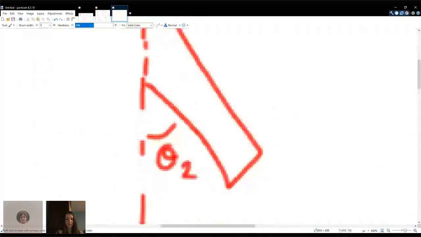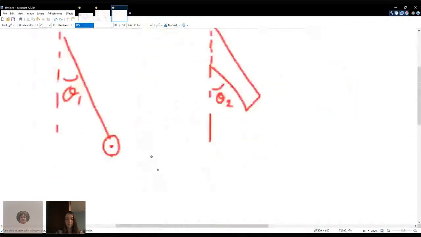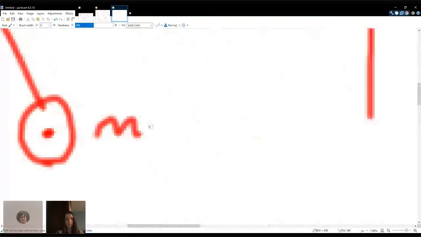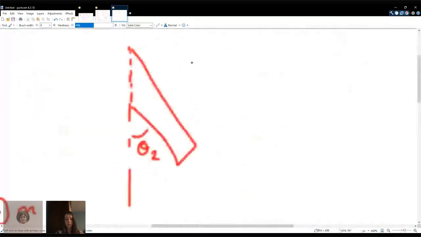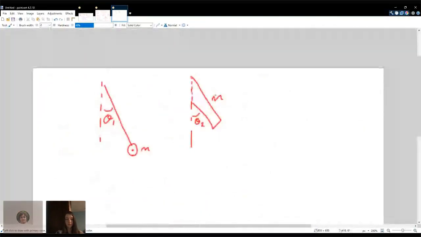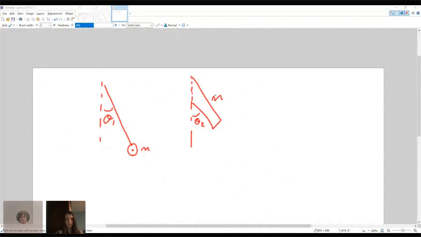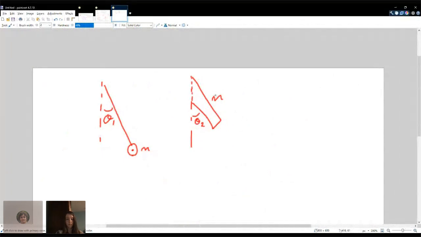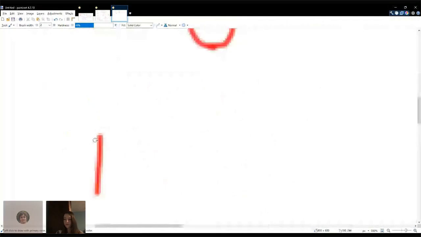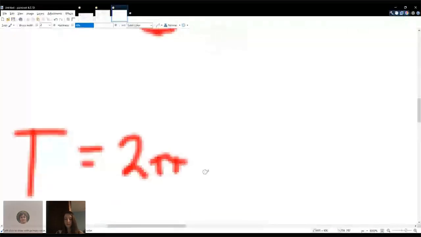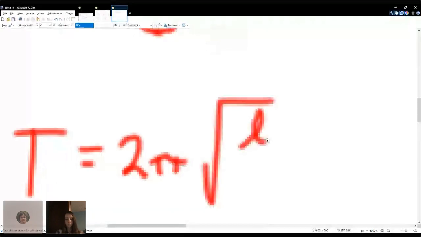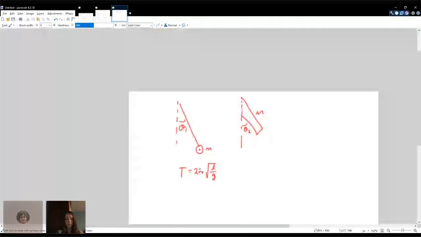We'll call this theta 2 and theta 1 just because they're different. So let's say it has all the mass right here, and this is equal mass, but it's a bar. One thing I could see them asking is which one has the higher period. And what we have is the period is equal to 2 pi square root L over g. And people see, oh, it's mass independent, so the periods are going to be the same.